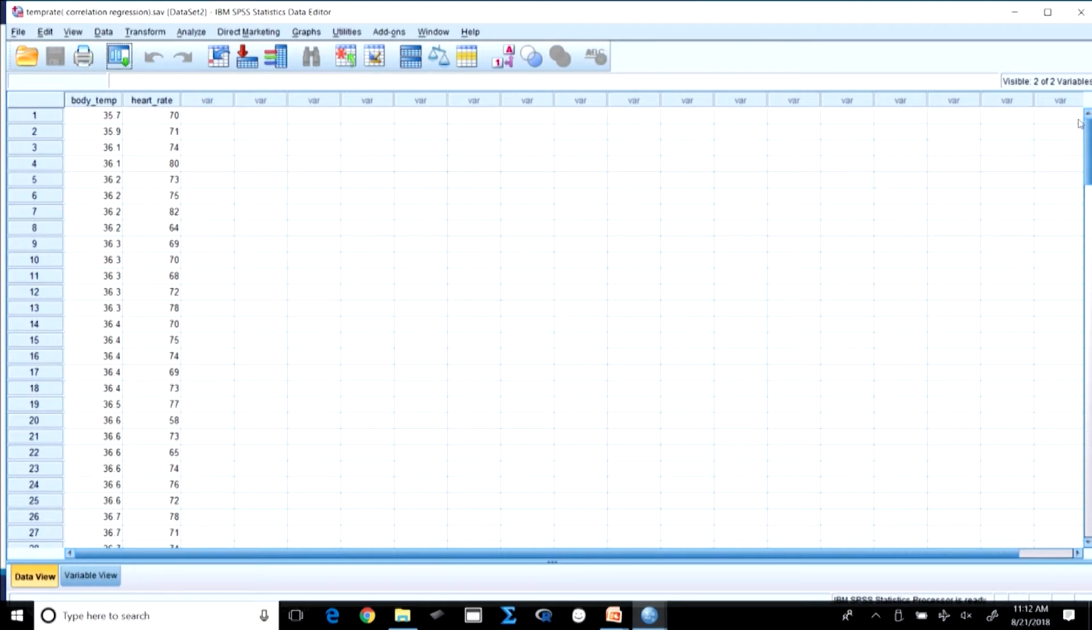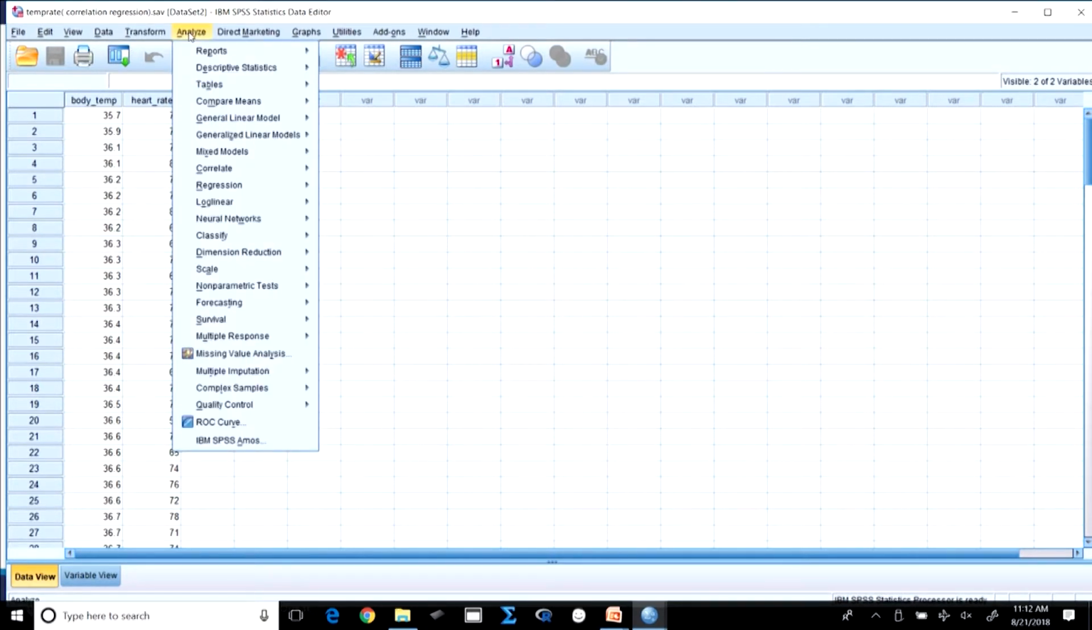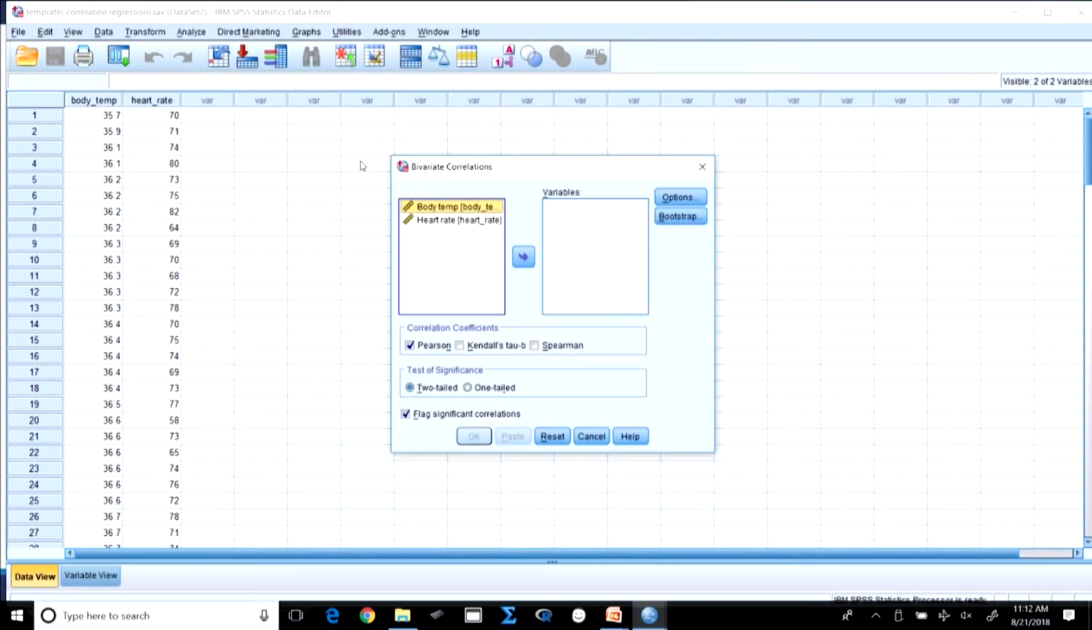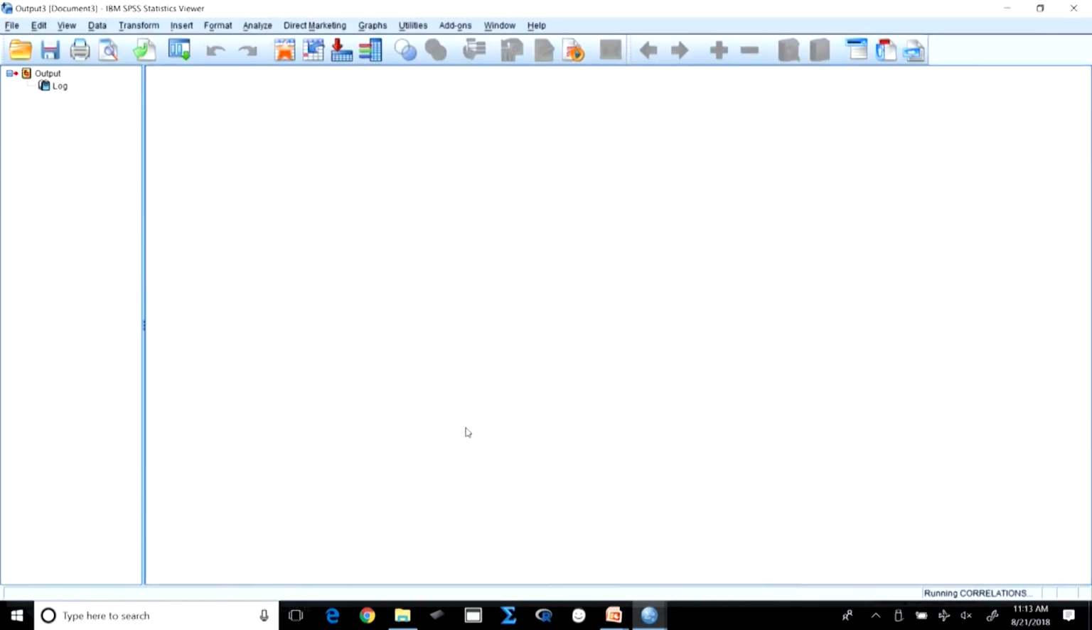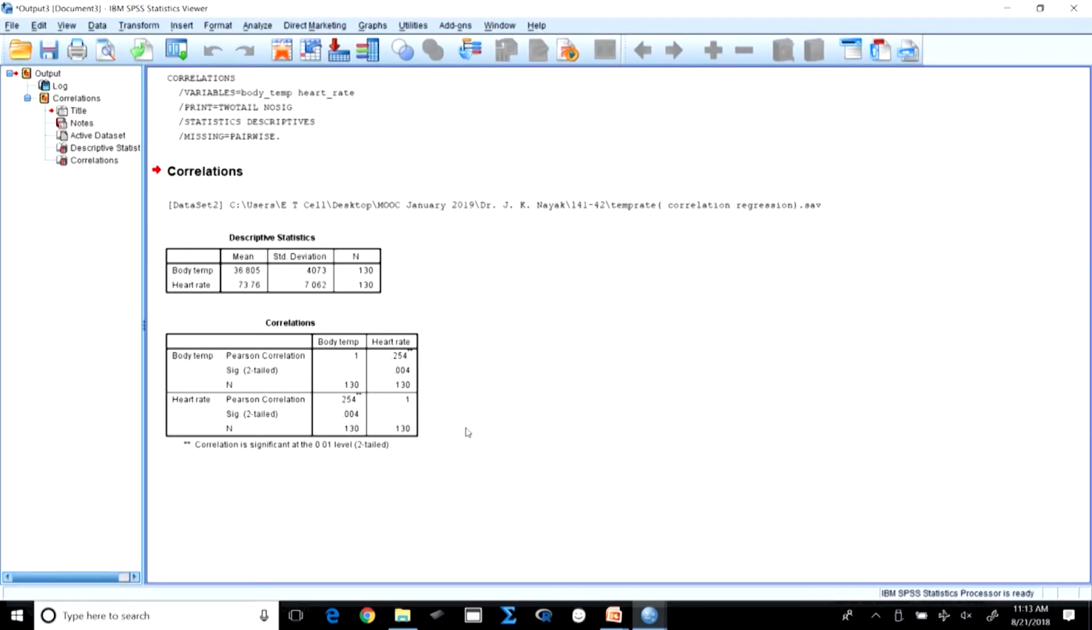So, to do that, how do I go about it in SPSS? First I will go to Analyze, then Correlate, and then Bivariate. I want to take both the variables, body temperature and heart rate. In Options you can go for means and standard deviations if you want, and other things remaining the same. Now, let us see, is there any relationship between the two?